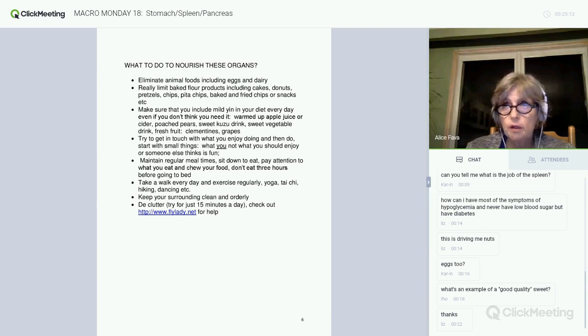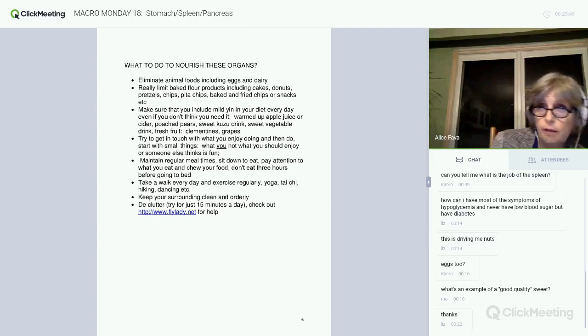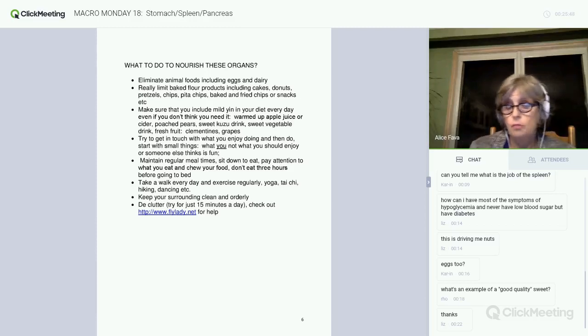Sit down to eat. Try to eat away from your desk, or not eating in the car, not eating standing up. Try to make eating a pleasant time, even away from iPads and phones and things like that. And taking a walk every day, that regulates your metabolism and creates order. If you can take a walk every day at a minimum, that's fantastic. And if you want to do other exercise, of course, it's great to exercise like yoga, tai chi, hiking, tennis, whatever you enjoy, dancing, martial arts, and so on.